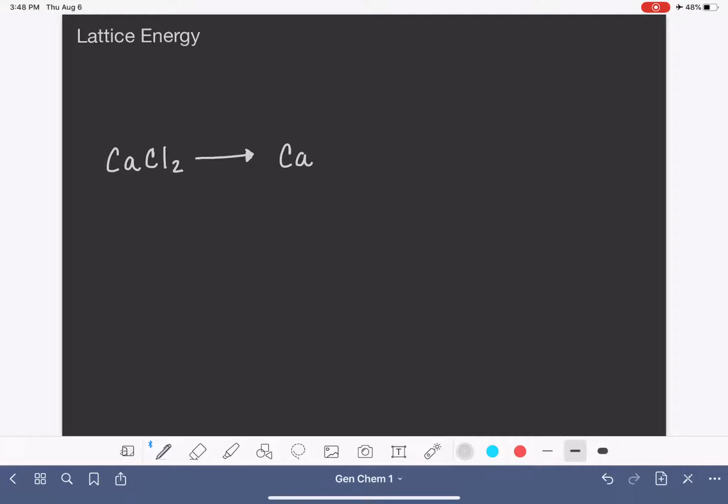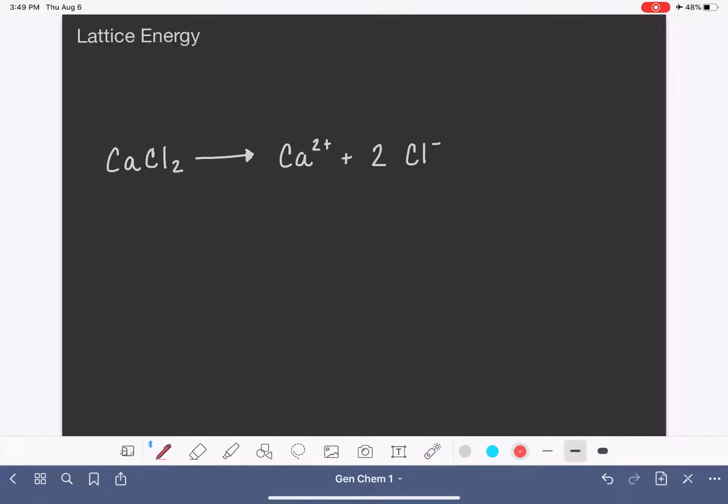So that means that we're going to be taking those calcium ions, which are Ca2+, and pulling them completely away from the chloride ions. We've got 2 chloride ions in this compound. I know that because I've got the 2 here. We're basically pulling all 3 of these ions away from each other. If we wanted to do that, how much energy would it take to actually pull these molecules apart? That energy is called the lattice energy.